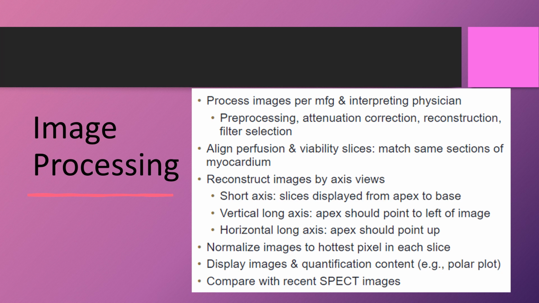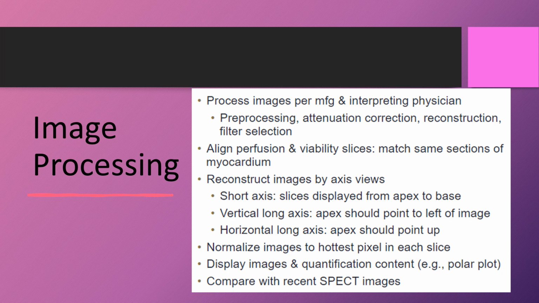When you're processing them, the image processing will differ slightly depending on the camera manufacturer that you're using and the preferences of the interpreting physician. But it will include pre-processing, attenuation correction, reconstruction, and filter selection. You always want to make sure that your cardiac PET data is used appropriately and aligned appropriately with the CT data.